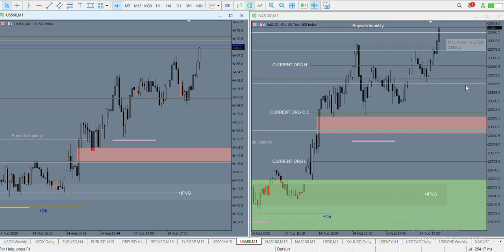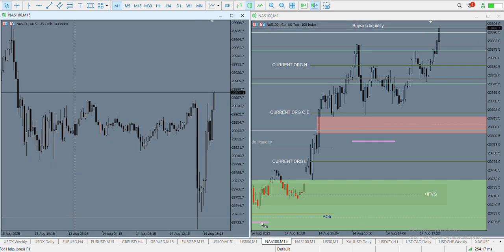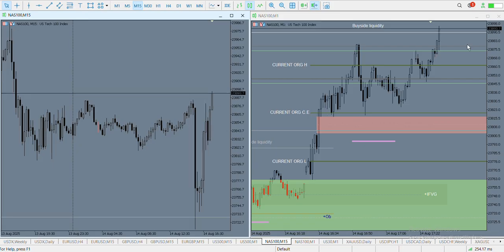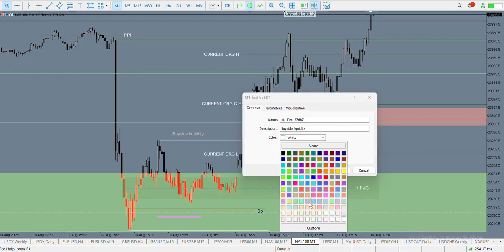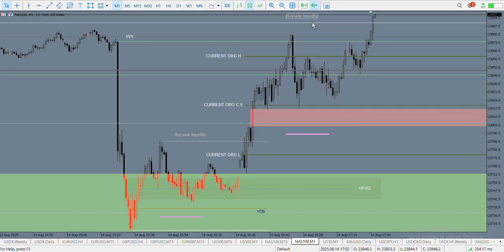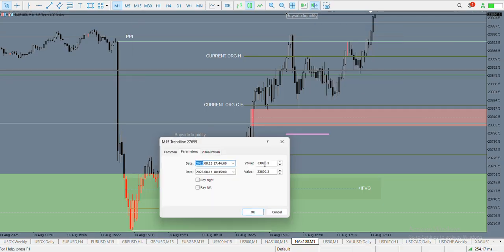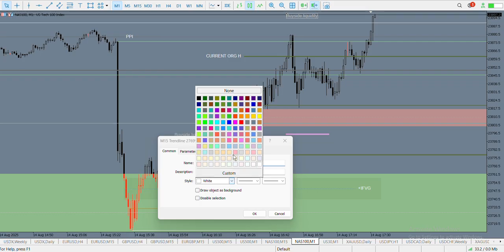So we've reached into this buy side, beautiful. Nasdaq has reached into these relative equal highs here, just like I said. Relative equal highs here. Let's take this screenshot now. Dim this out. So that buy side has been engaged. Interesting.